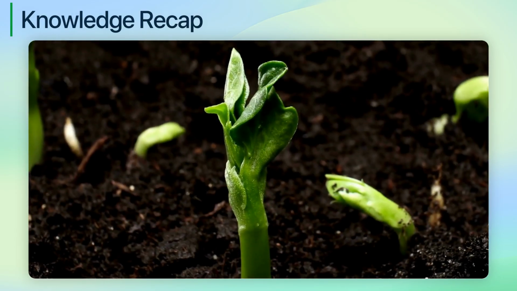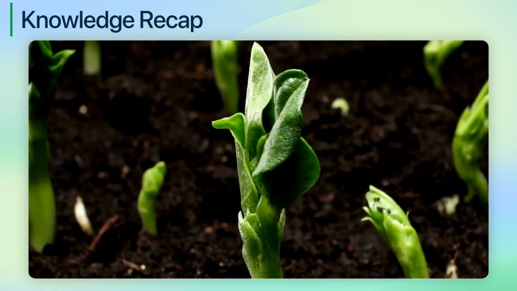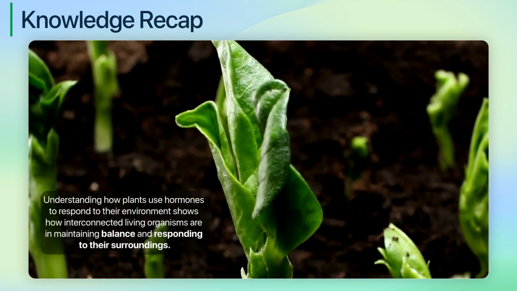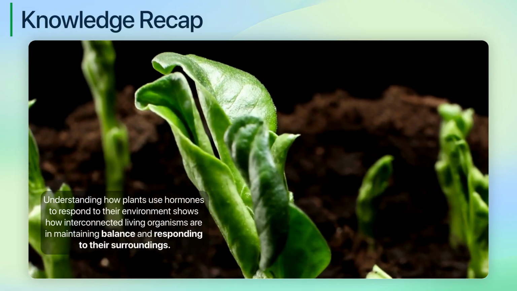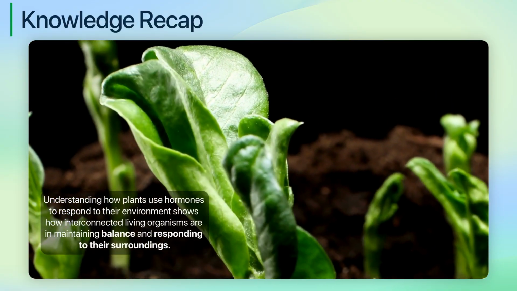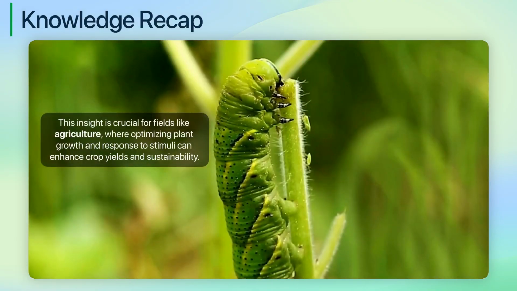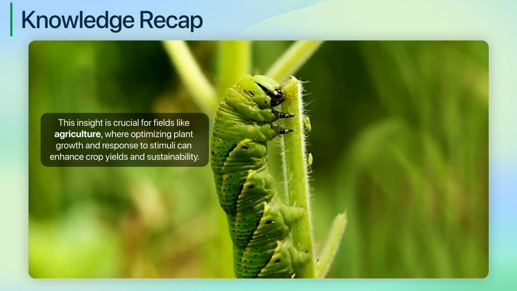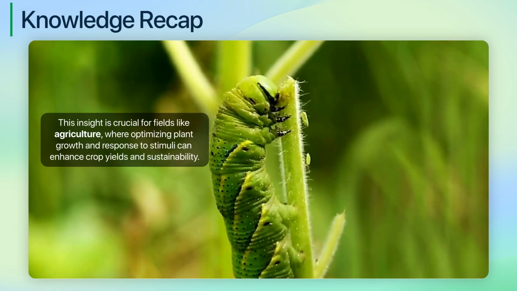Understanding how plants use hormones to respond to their environment is a significant advance in our biological understanding. It not only highlights the dynamic nature of plant growth and adaptation, but also shows how interconnected living organisms are in maintaining balance and responding to their surroundings. This insight is crucial for fields like agriculture, where optimizing plant growth and response to stimuli can enhance crop yields and sustainability. Let's get started.